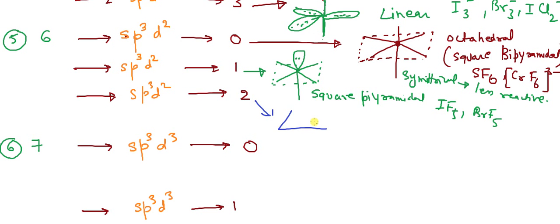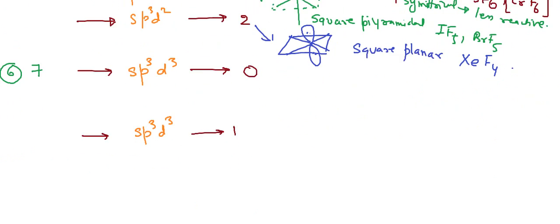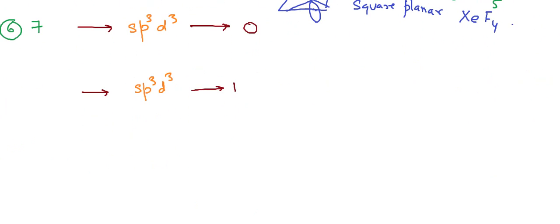Again, we'll form this square here, 4 bonds, lone pair at the top and lone pair at the bottom also. So this is going to be just square planar. It is a planar structure. So the example is XeF4. Let's deal with the last one, that is with 0 and 7.